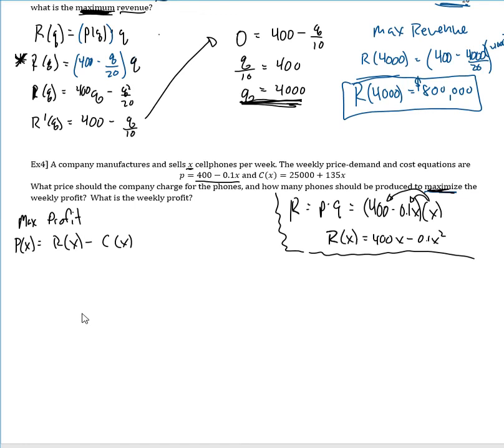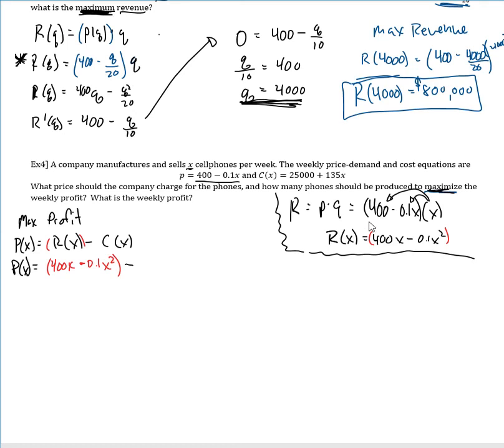Okay, so it looks like I can plug that in to this. So let's go ahead and write that in. 400x minus 0.1x squared. And then we have our minus. Let me write my P of x over here. P of x equals, okay, so the revenue minus the cost.